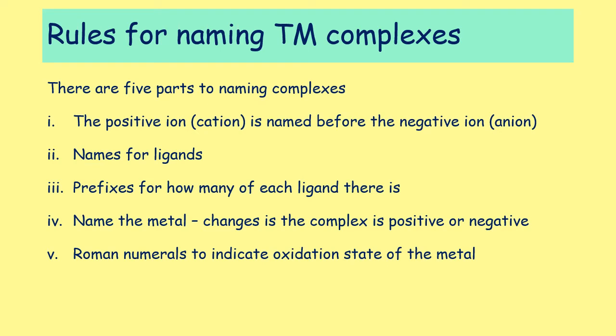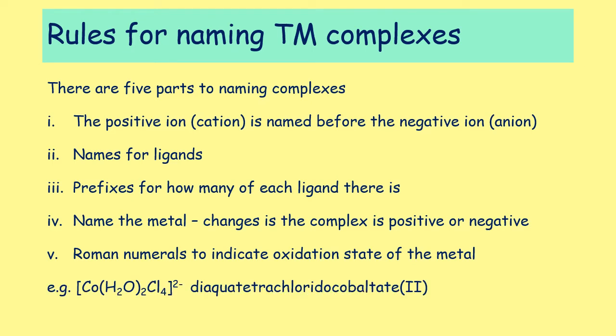And the final thing is you will need to include the oxidation state of the metal in the form of a Roman numeral after the name of the metal, as you've seen in other compounds, such as iron 2 chloride or iron 3 chloride. For each transition metal complex, you'll need to work out the oxidation state and then include it in brackets. So we're going to go through each of these rules in turn, and then there will be some examples.